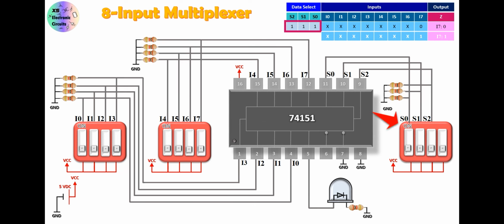Now all 3 select switches become 1, meaning the number 7 is selected and the state of input I7 is selected to transfer to output Z. Initially the LED is off because I7 is 0. Now the input I7 becomes 1, so the LED turns on.